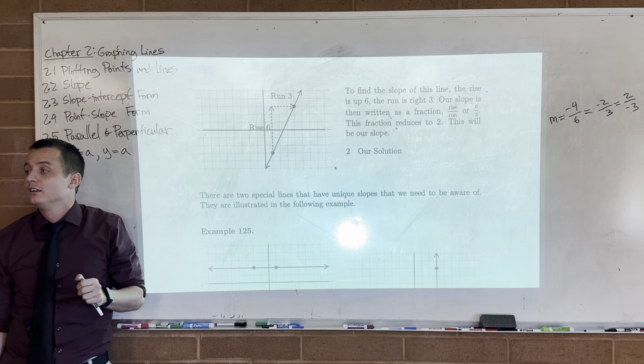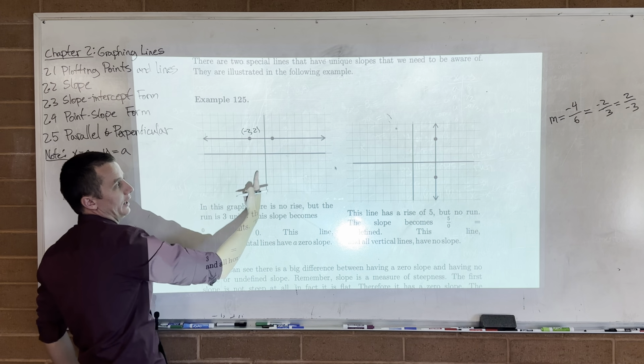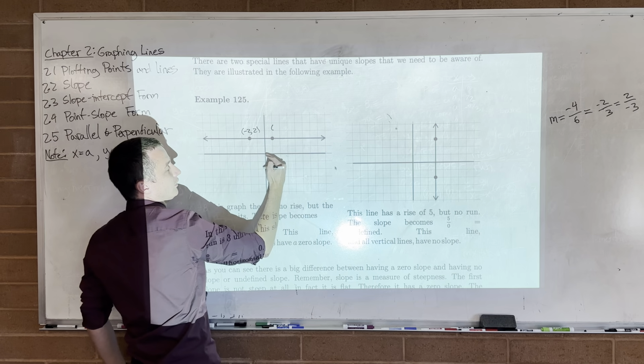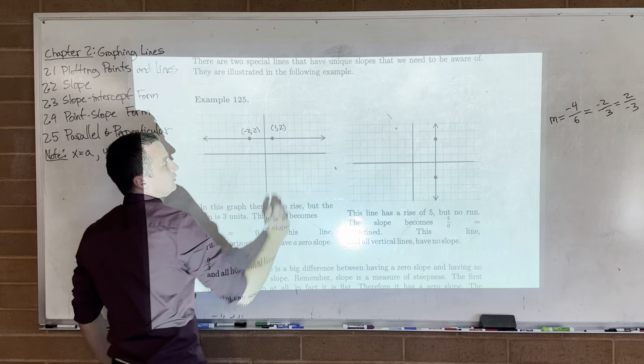And then he says, what's the slope of this line? Let's see. So we got a point here. The coordinate of this point is -2, 2, right? 2 to the left, 2 up. Let's look at the coordinate of this point. This is a point 1, 2.